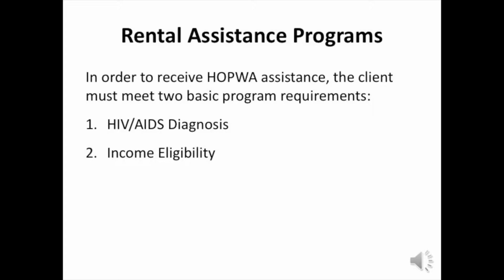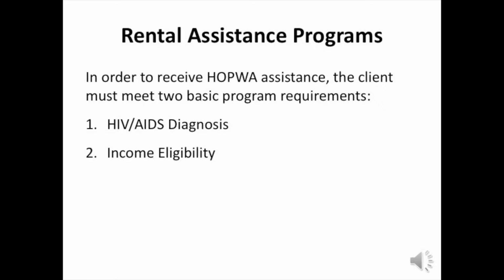In order to receive HOPWA assistance, the client must meet two basic program requirements. They must have an HIV/AIDS medical diagnosis, and the household income must be at or below 80% of the area median income to meet the HOPWA eligibility criteria. Information on area median income, as determined by the U.S. Department of Housing and Urban Development, is available at the link below this video.